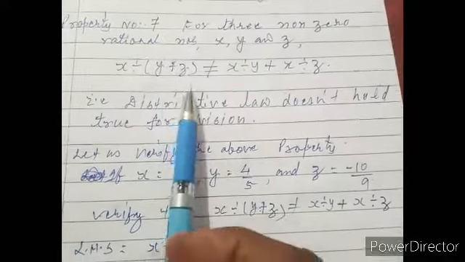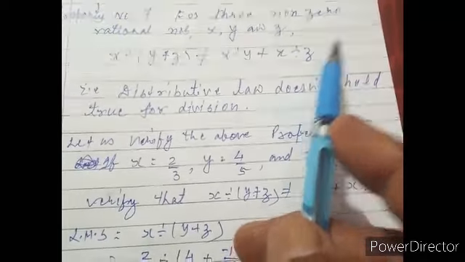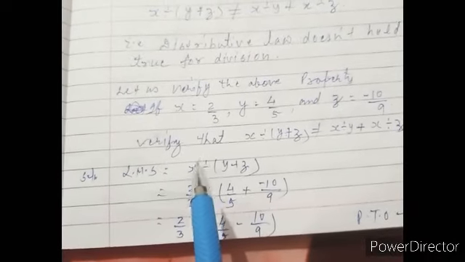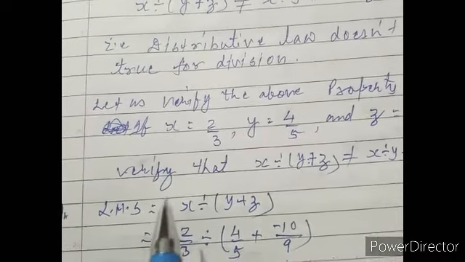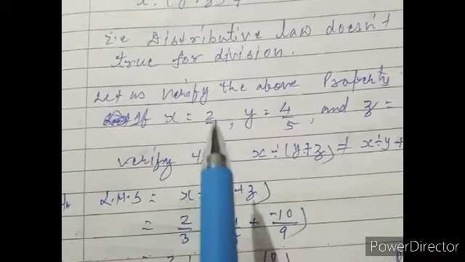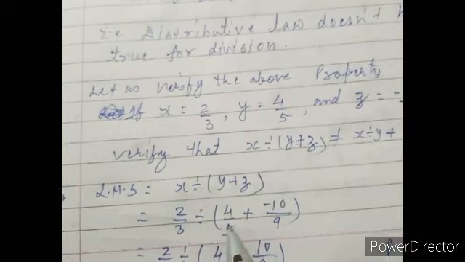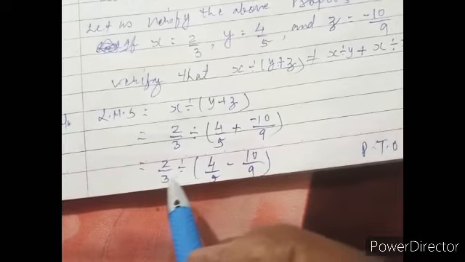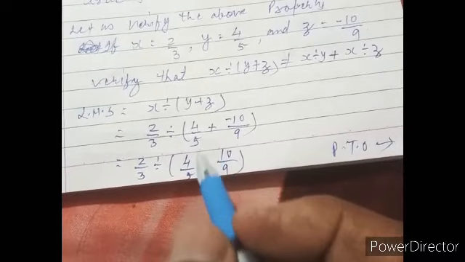Let us now verify whether this statement is true or not. So let us see the LHS. LHS is x divided by whole y plus z. Here the value of x is 2 by 3 divided by 4 by 5 plus z, which is minus 10 by 9. So here 2 by 3 divided by, we will do the simplification under the bracket first, 4 by 5 plus minus 10 by 9.